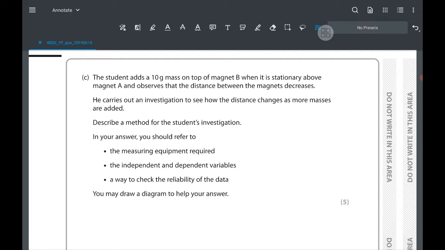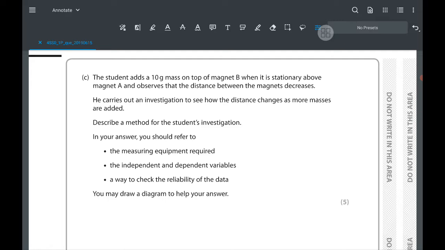So let's think about how to set up the experiment. First of all, I hope you can imagine what they are doing. They are adding mass onto magnet B, so the whole system is going to have more mass. Because of that, it's going to go down little by little, even though the magnetic force is trying to keep it upwards.